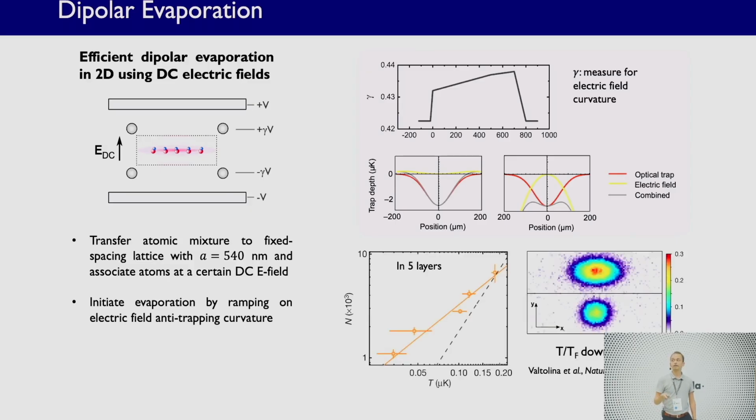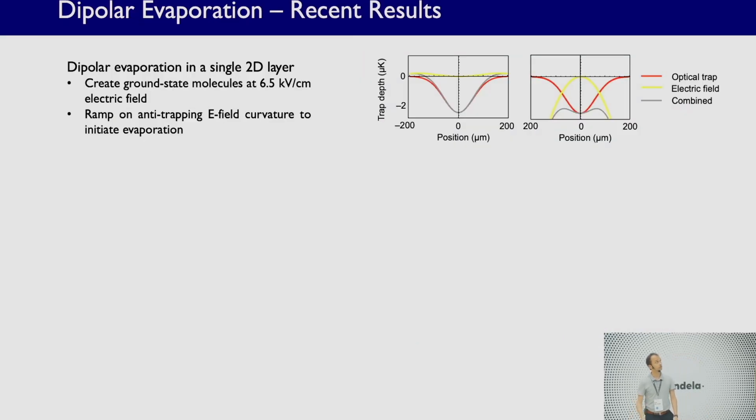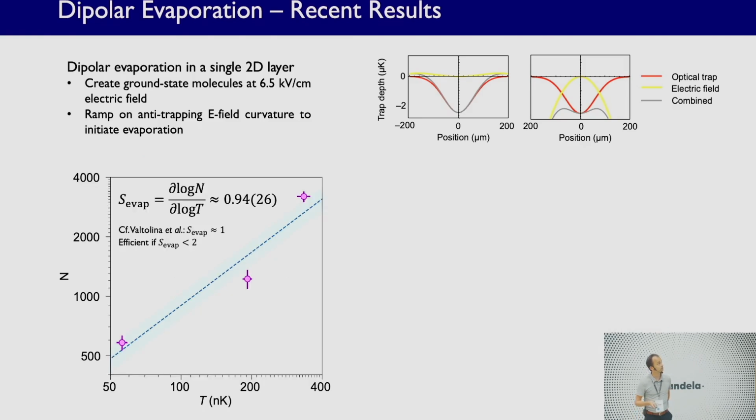And this has been done in multiple layers already before, where they were able to reach a T over TF of about 0.6. But we want to do it for a single layer. So let's do that. We start that procedure on our molecules in a single layer, and this is our recent result. We start out here with about 4,000 ground state molecules, and we evaporate down to about 55-ish nanokelvin. And you can see that the evaporation efficiency, which when it's lower than 2 in 2D is efficient evaporation, is pretty efficient.